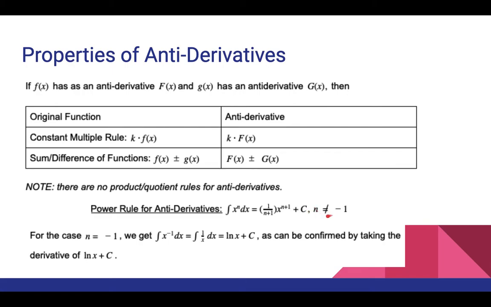Please note that n cannot equal negative 1 for this rule to apply. In the case that n equals negative 1, we have x to the negative 1 power, which is equal to 1 over x, so we need the indefinite integral of 1 over x. If we run the process of differentiation in reverse, we know that the function that gives us a derivative of 1 over x is the natural logarithm of x. So the antiderivative of 1 over x is the natural logarithm of x plus c, as we can confirm by taking the derivative of the natural logarithm of x plus c.